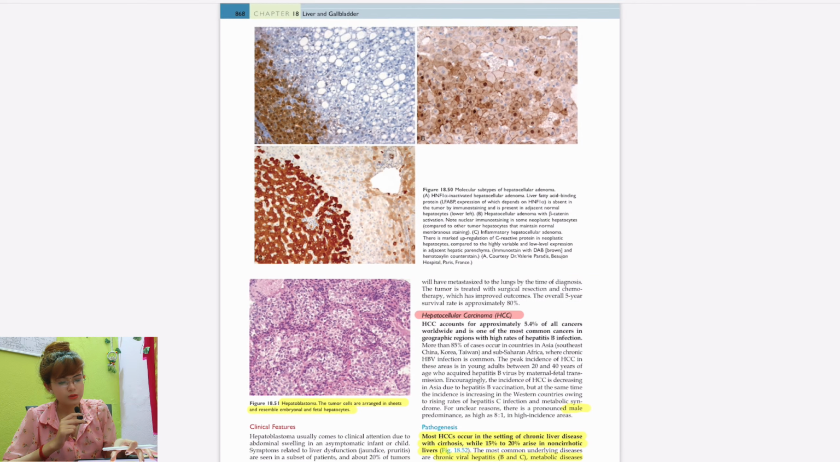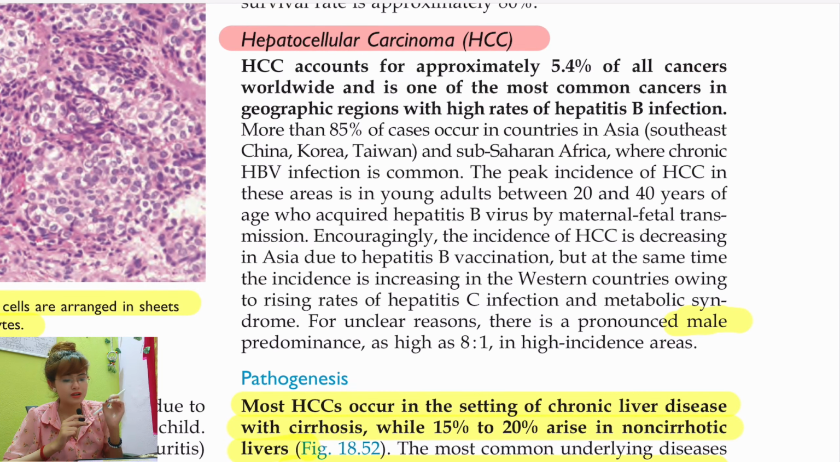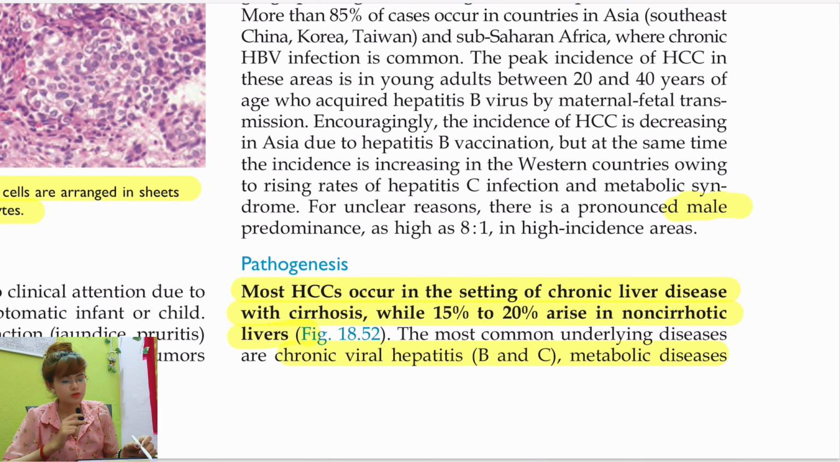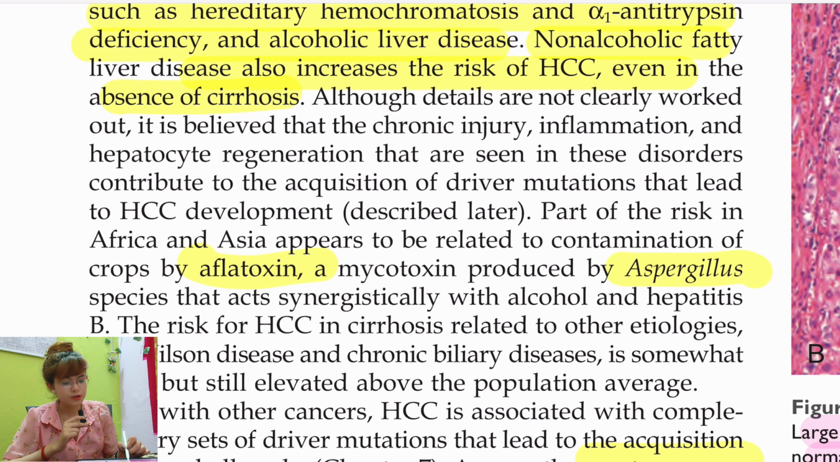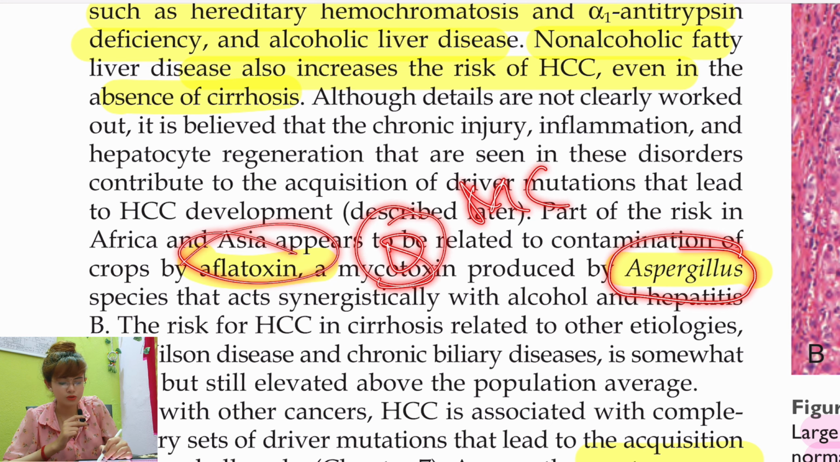Now coming to the most important entity, hepatocellular carcinoma. This is more pronounced in males. It occurs in the setting of chronic liver disease with cirrhosis, though 15 to 20% can arise in non-cirrhotic livers as well. There are underlying diseases like hepatitis, metabolic diseases, etc. And of course, aflatoxin produced by Aspergillus is important in the pathogenesis. So this is an important MCQ question.